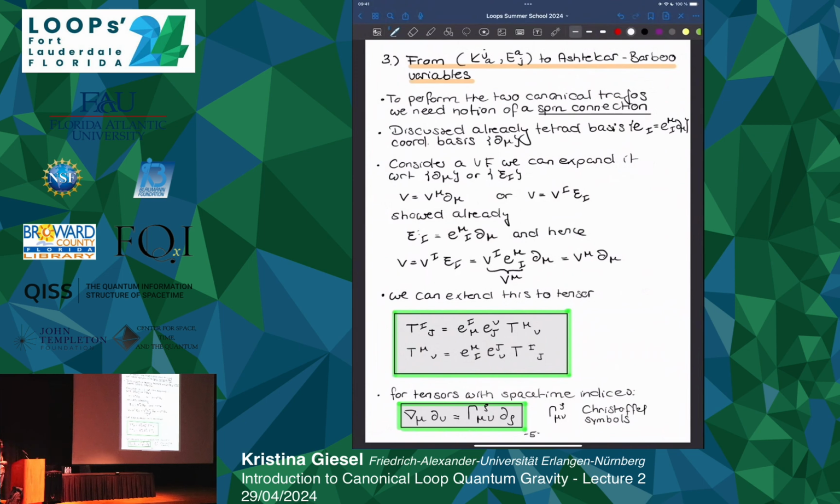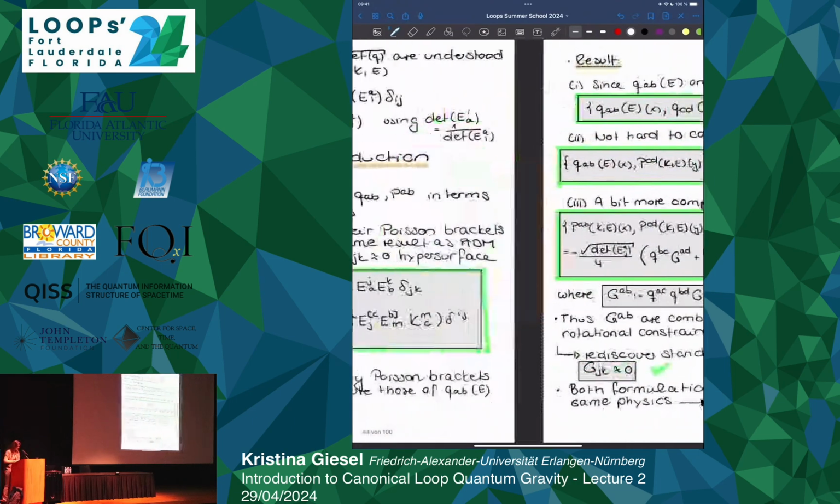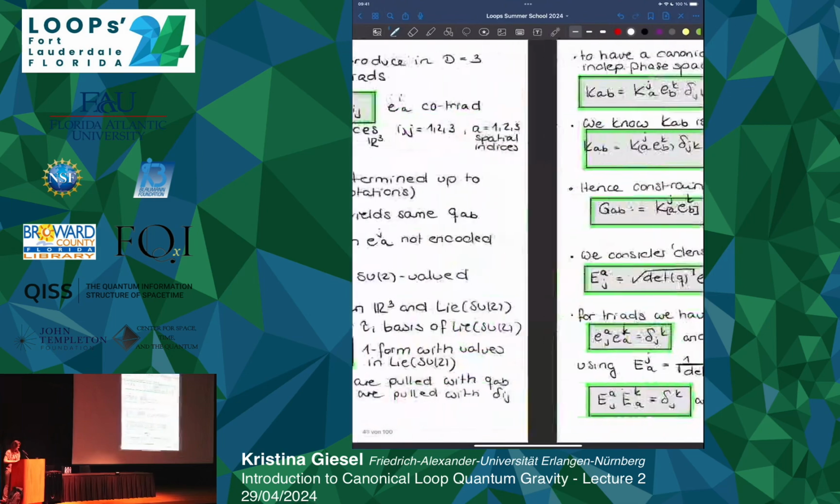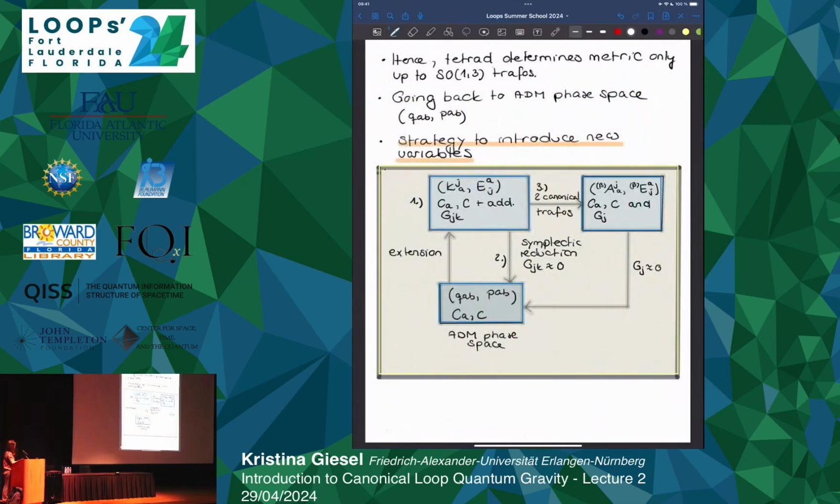14. Okay. So then let me maybe start, because now we have this new set of variables k and e. We have shown that it's equivalent to the ADM case. And now we want to go to Ashtekar-Barbero variables. And as I said on this picture, this will mean we perform two additional canonical transformations, to go from the left box to the right box.